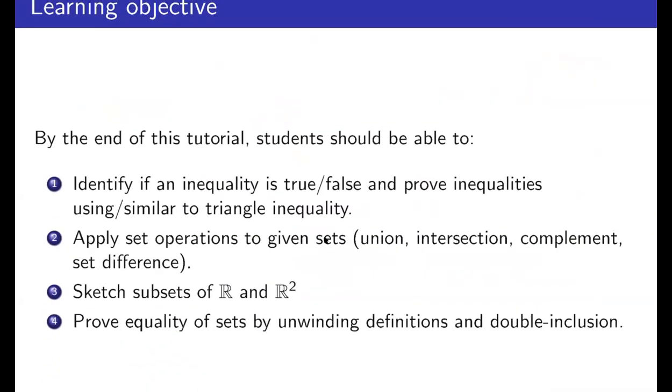Learning objectives. By the end of this tutorial, you should be able to identify if an inequality is true or false and prove inequalities using or similar to the triangle inequality. Number 2, apply set operations to given sets: union, intersection, complement, set difference. 3, sketch subsets of R and R squared. We talked about R squared, which means R Cartesian product R. Number 4, prove equality of sets by definition unwinding and double inclusion. Let's just go straight into the activities.